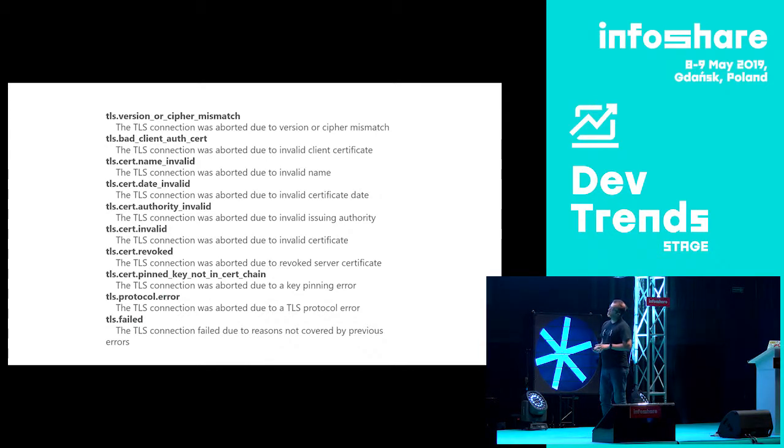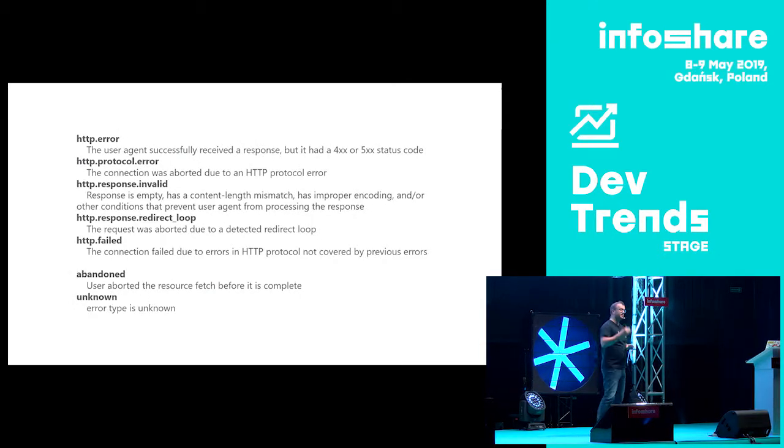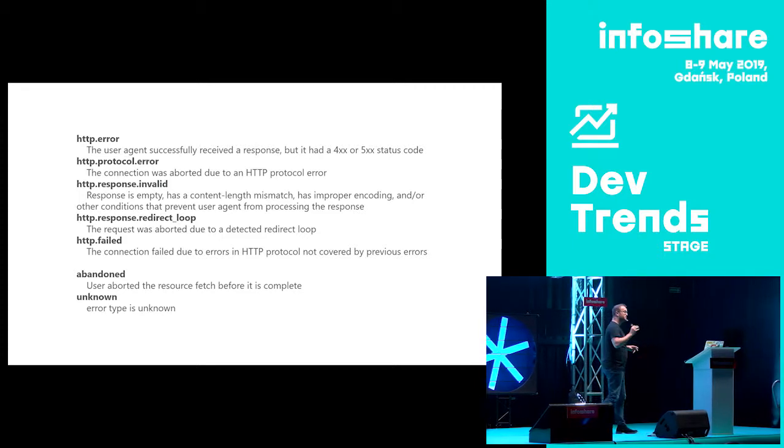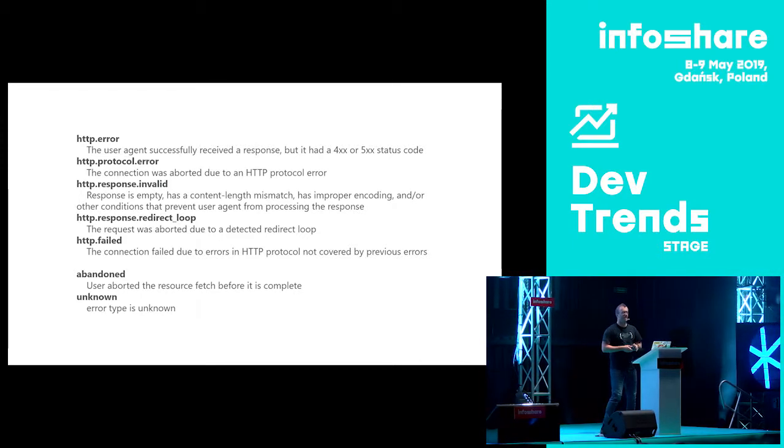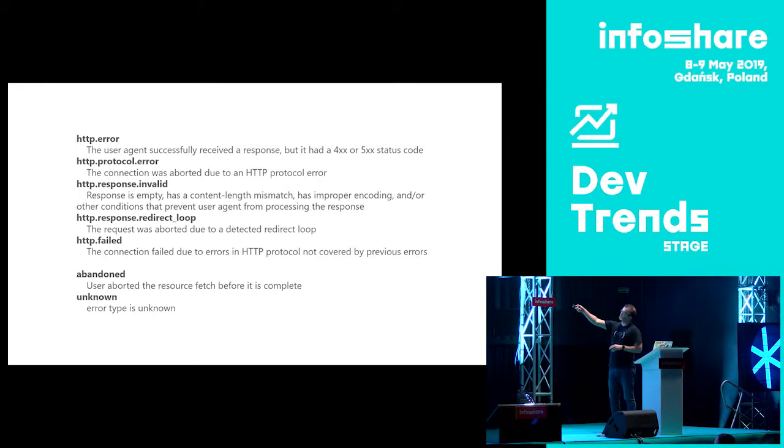And then, of course, if we make it through TLS, we can get up to HTTP. We can get up to the application layer. And there are still plenty of things that can go wrong at HTTP as well. Protocol errors, invalid responses, redirect loop.